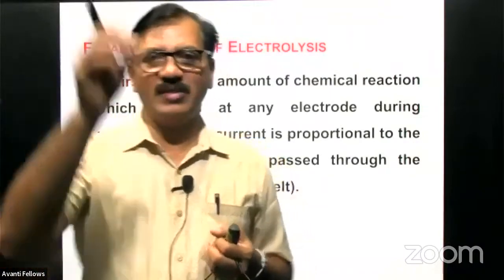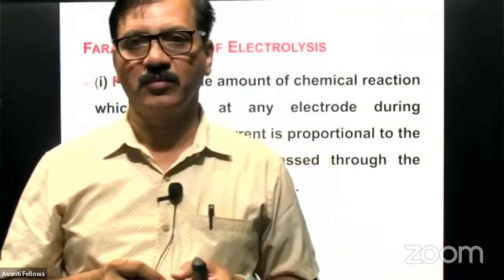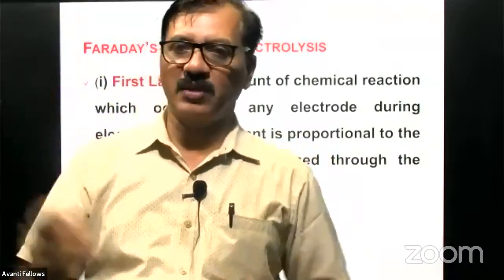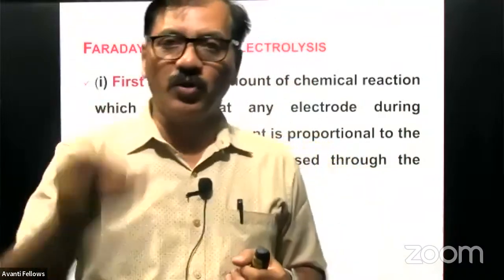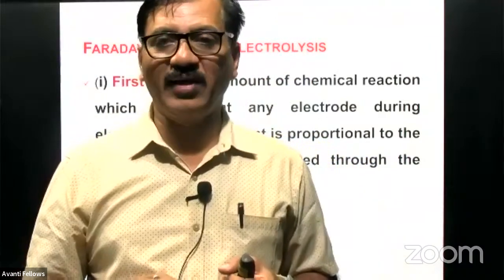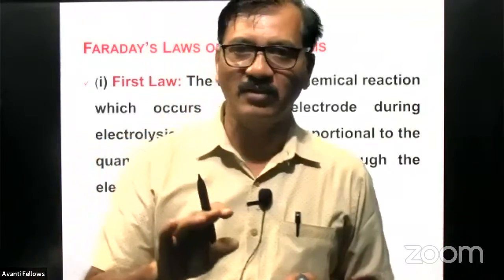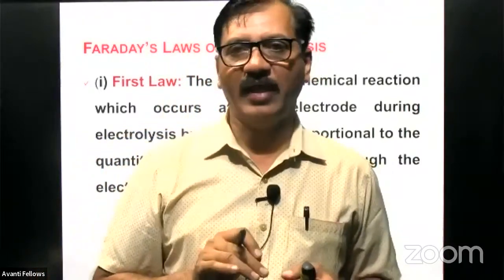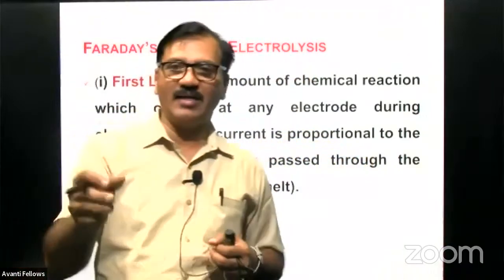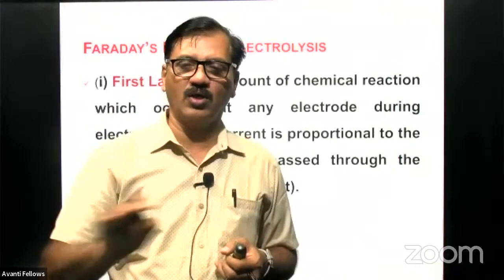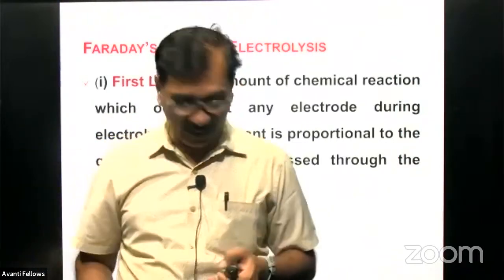Suppose there is a cathode and copper is deposited, say 10 grams of copper is deposited. And if you want 20 grams of copper to be deposited, you have to pass more electricity. That is the simple way of understanding it, right? The amount of substance deposited at an electrode is directly proportional to the quantity of charge being passed.